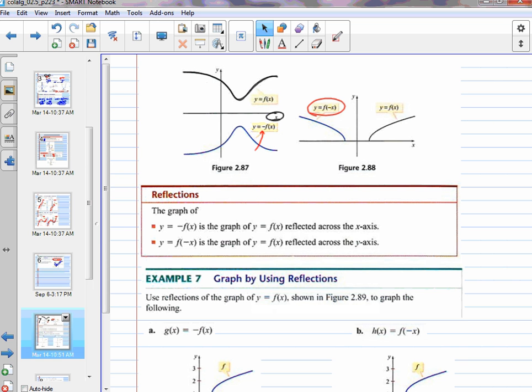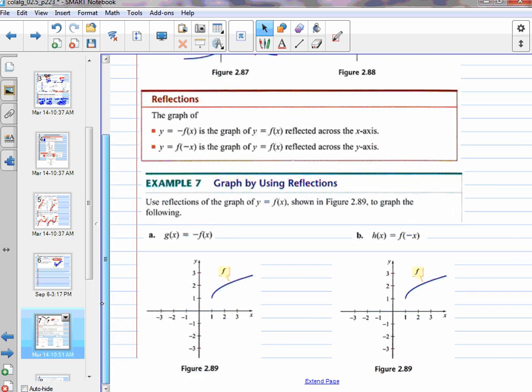So depending on where the negative is: when the negative is in front, it reflects it in the vertical direction, across the x-axis. When the negative is inside, it reflects it horizontally, across the y-axis. Why? That's what they say down here. This is a reflection across the x-axis because of where the negative is. Where this negative is, it's a reflection across the y-axis.